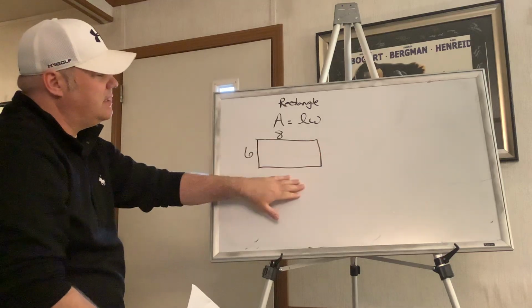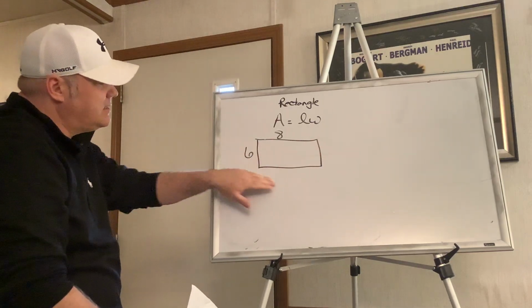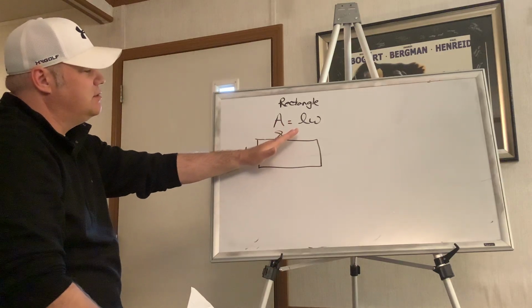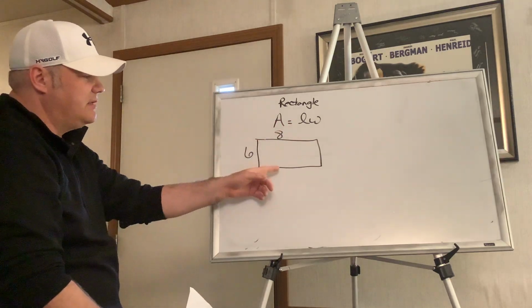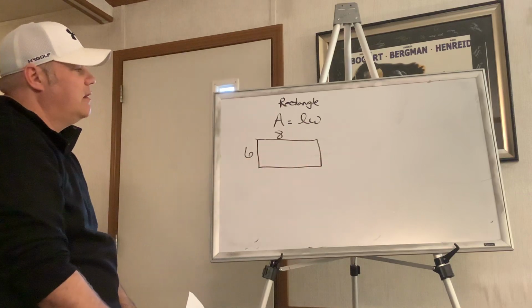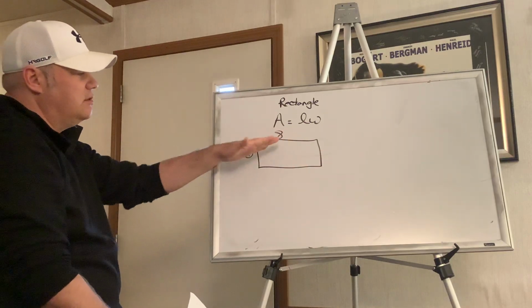You don't need to know these other ones. Now, for perimeter, you need to add them all up. But for area, you just need the two so that you can multiply them. Obviously, we know if that's 8, so is this. And if that's 6, so is this. But all you need to know are these two to multiply them.